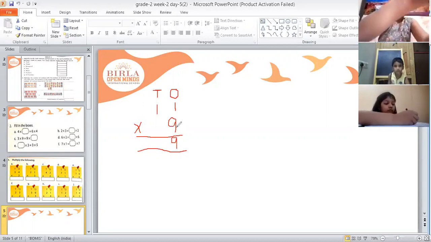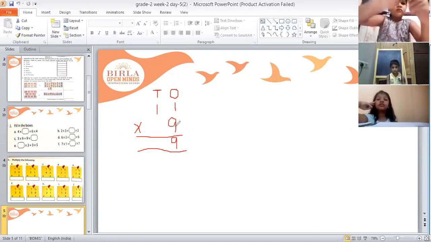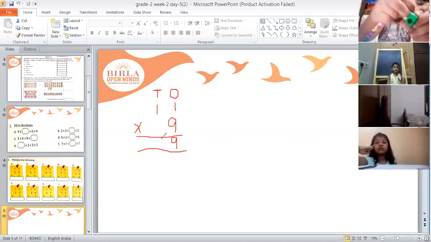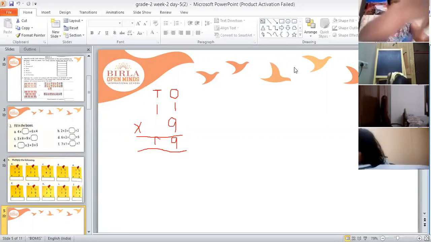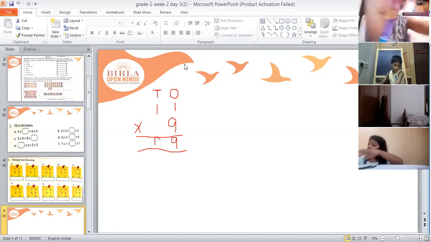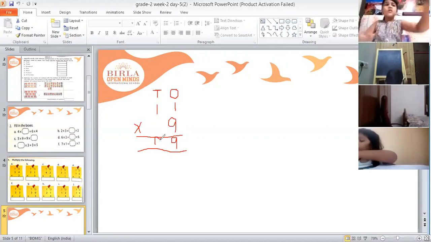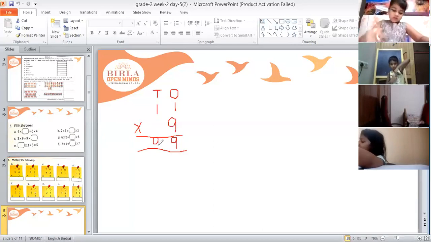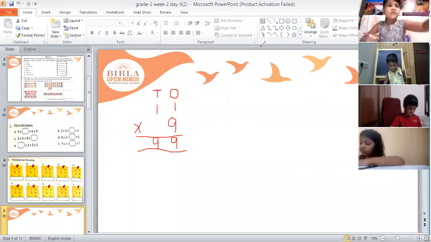Then again we will multiply this 9 with the number in 10's place. Now in 10's place the number is 1. So again we'll multiply this 9 with 1. So 9 ones are 9 again. We'll write here 9. So answer is 99. Write this. Answer is 99. Okay. Now I am clearing all this.